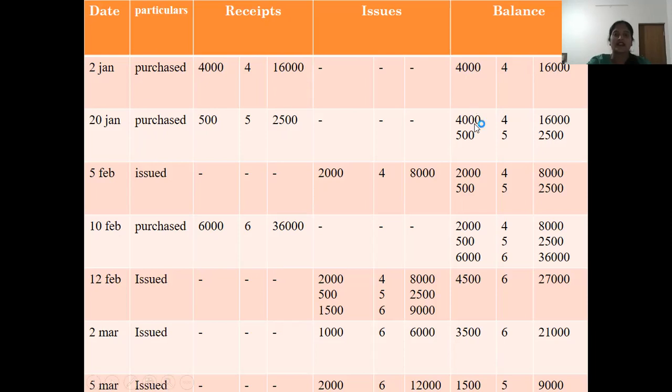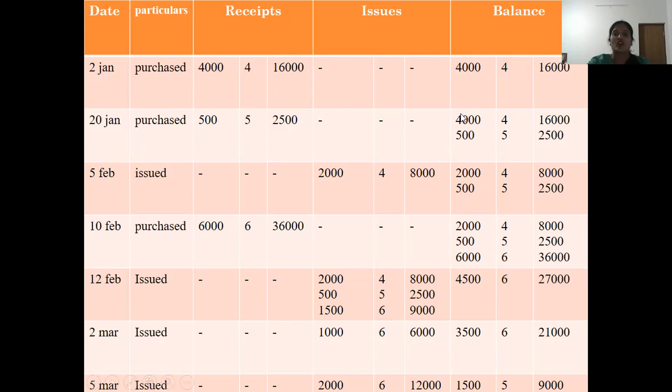Take that as it is for your second, 20th January balance. Okay, 4,000 units at 4 rupees is 16,000. Now, recently on 20th, you have purchased. Take that balance: 500 units at 5 rupees is 2,500. Let us give up the name.